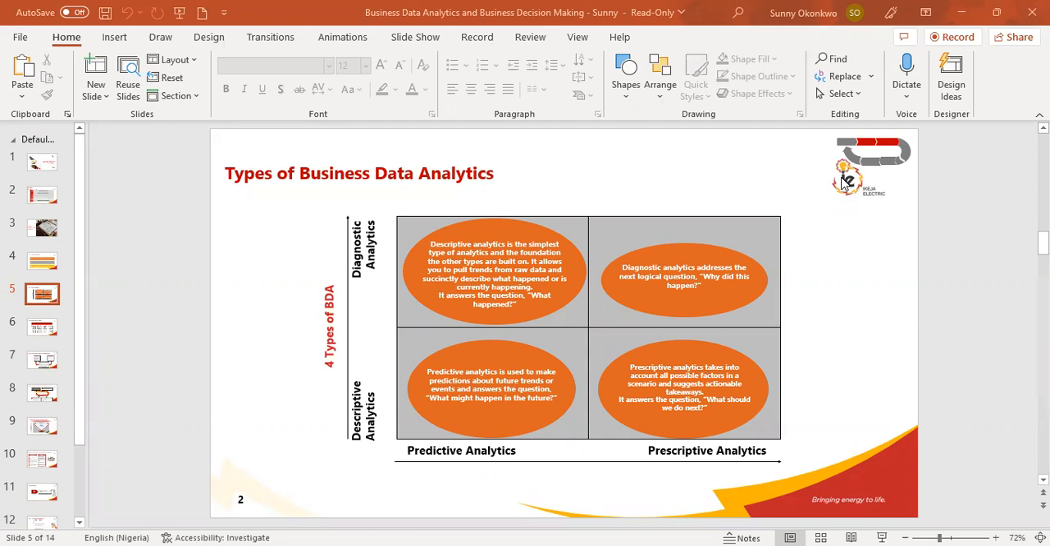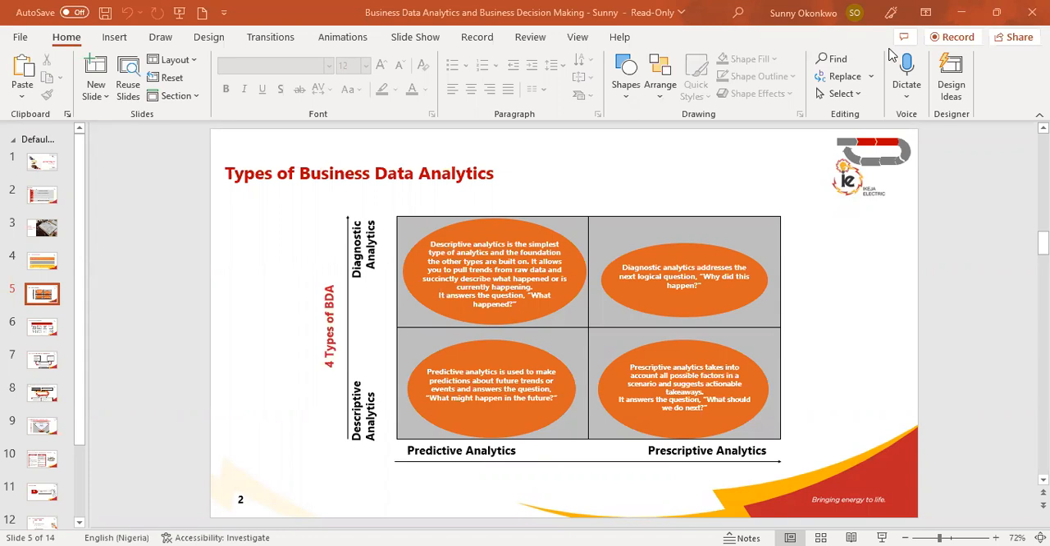Now, there are types of business data analytics, right? So this is what I go back to 2 and 4. Whatever I'm saying, I'll go back to 2 and 4, so I will tell you how it applies. Now, we have 4 types of business data analytics. We have the descriptive analytics, we have the diagnostic analytics, we have the predictive analytics, and we have the prescriptive analytics.